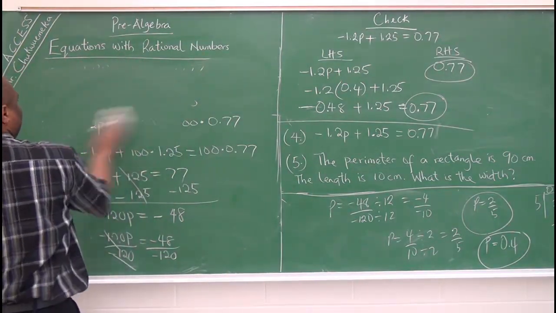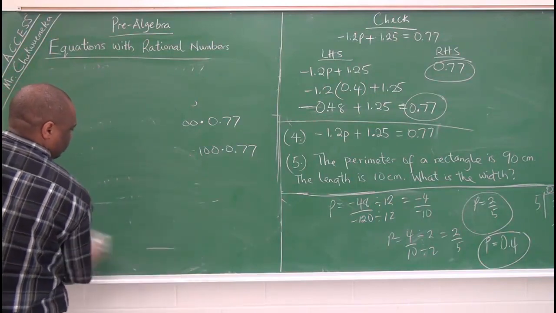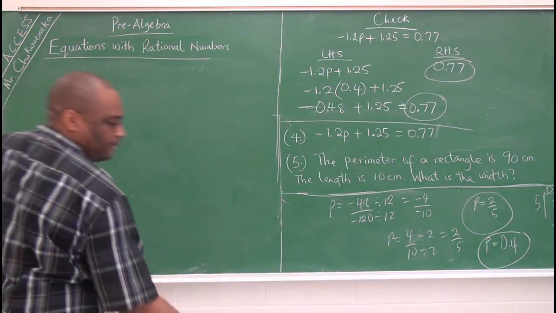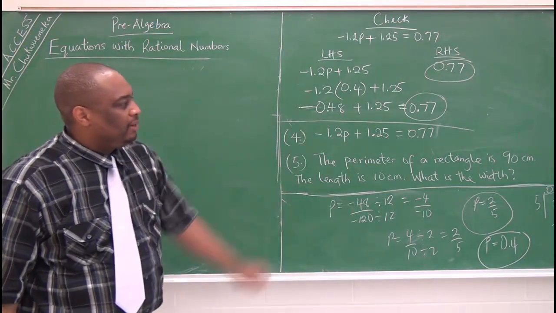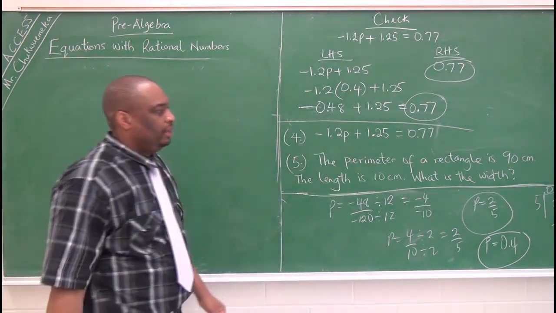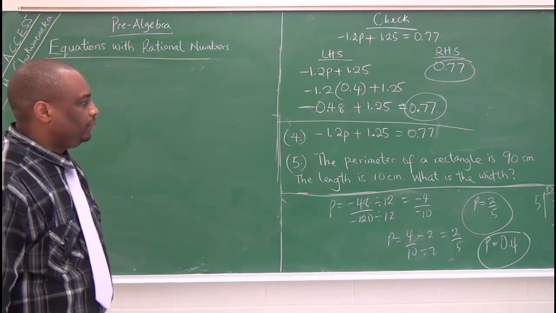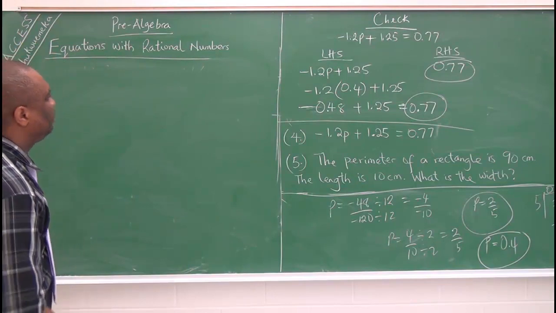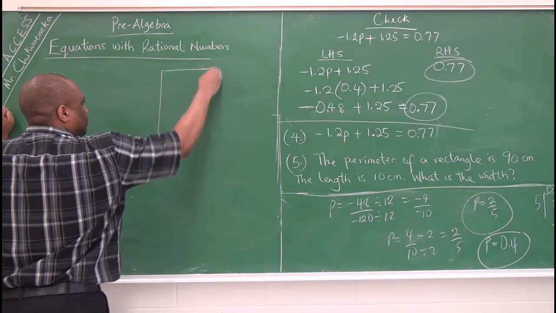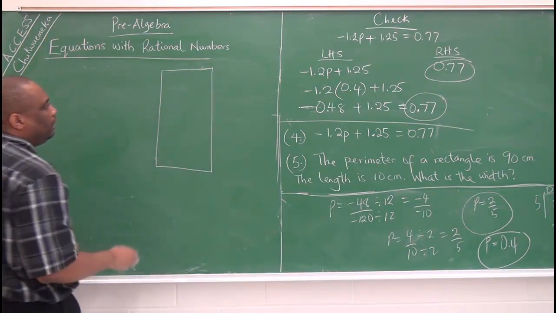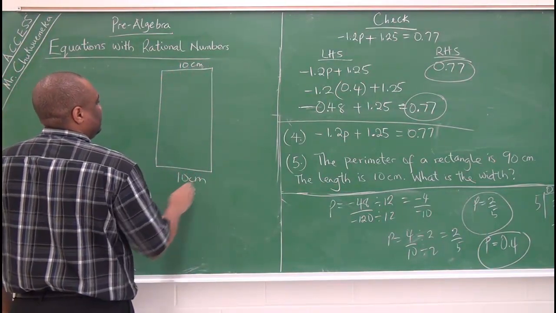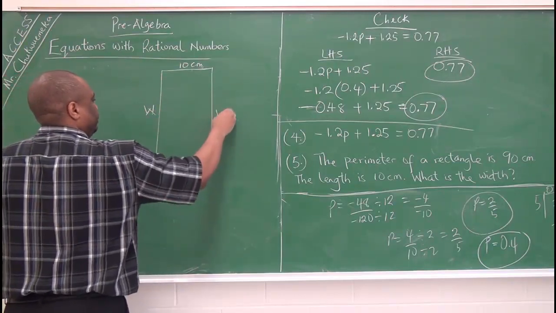Alright, the last but not the least is the real world problem. The perimeter of a rectangle is 90 centimeters. The length is 10 centimeters. What is the width? So let's visualize this rectangle. The length is 10 centimeters, of course 10 centimeters, 10 centimeters. And let W be the width.